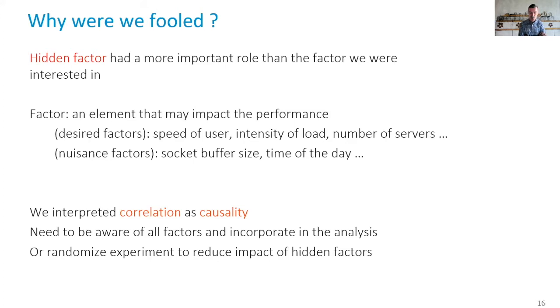How can we avoid that? Well, the first thing is we need to be aware of all hidden factors that could be unhidden. So if there are factors that you can easily address, then you should address them and incorporate them in the analysis. For example, instead of doing a simple straight line linear regression, if we know that the socket buffer size is a factor of interest, you could do a linear regression with respect to not just the speed of user, but also the socket buffer size. And then the factor in front of the speed of user will give you the number of interest.